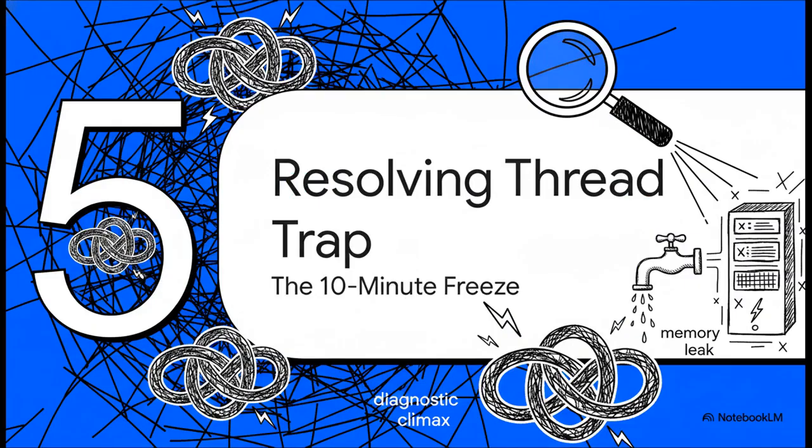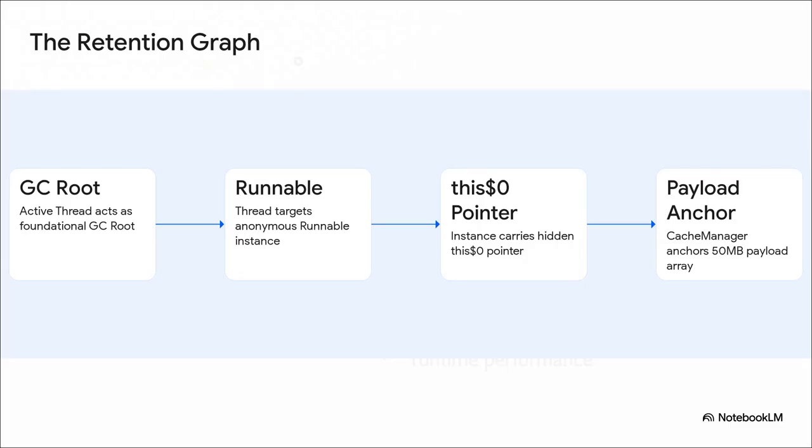And finally, Part 5, resolving the thread trap, the forensic autopsy of a 10-minute freeze. Okay, this is where theory actually meets a production outage. Let's trace the retention graph here. Imagine you have an anonymous inner class executing a 10-minute thread freeze, like a sleep command. That active thread acts as a foundational garbage collection root, and it maintains a strong reference to its target anonymous Runnable instance. Now, because that Runnable is non-static, it carries that hidden this$0 pointer we exposed earlier.